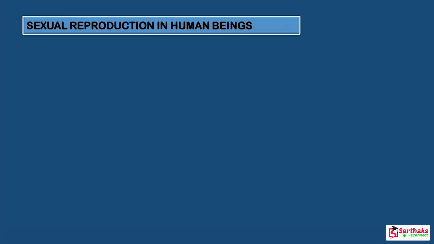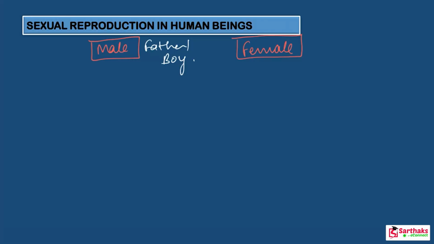For sexual reproduction, we need two organisms, that is, two parents, male and female. Got it? So who is male? What do you mean by male? In biology, we call the father or a boy male. While a mother, girl, or a woman is a female.